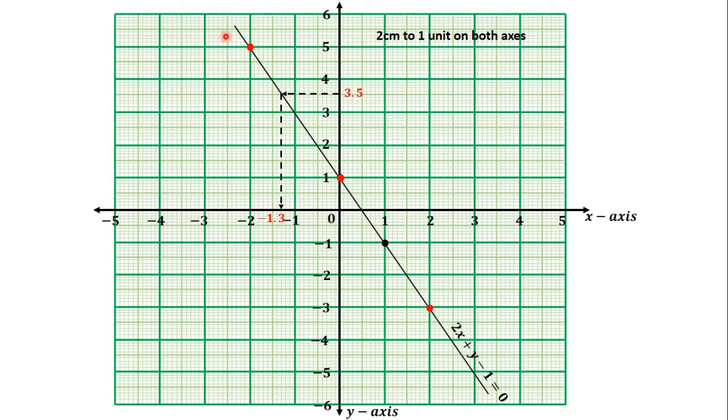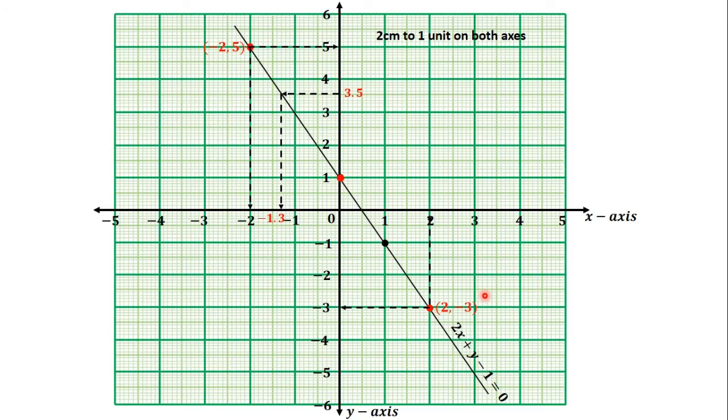Now that we have the 2 points, let's find their coordinates. For the first point, you trace it to the y-axis to get the y-coordinate. That will give us 5. We trace it to the x-axis to get the x-coordinate, and that will give us minus 2. So for the first point, the coordinates are minus 2, 5. We do the same thing for the second point. You trace it to the x-axis to get the x-coordinate. You trace it to the y-axis to get the y-coordinate. On the x-axis, the coordinate there is 2. On the y-axis, the coordinate there is minus 3. So for the point, the coordinates are 2, minus 3. Now we have the 2 points, minus 2, 5, and 2, minus 3.